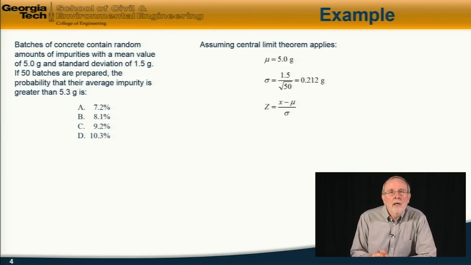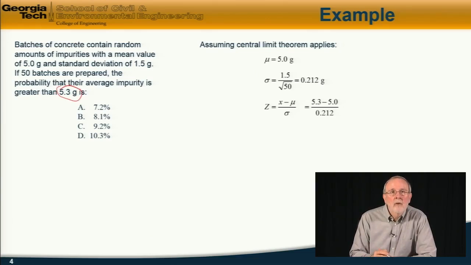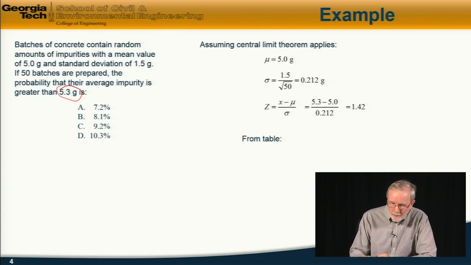Now we calculate our normalized parameter, x minus mu over sigma. So that is equal to 5.3, because we want to know the probability of it being greater than 5.3, minus 5.0, the average, divided by the standard deviation of the batches, which we've just computed is 0.212, is equal to 1.42. In other words, this is 1.4 standard deviations from the mean.